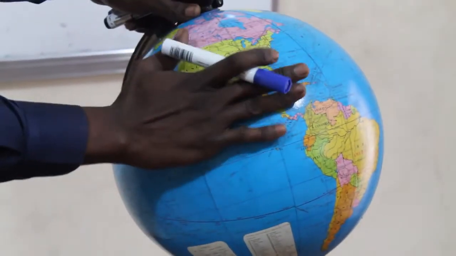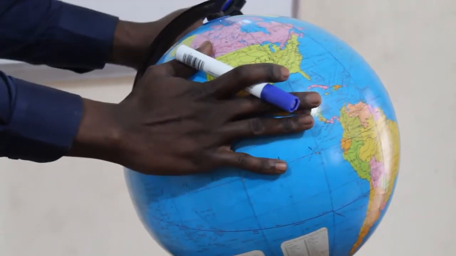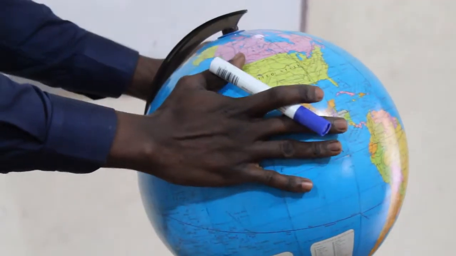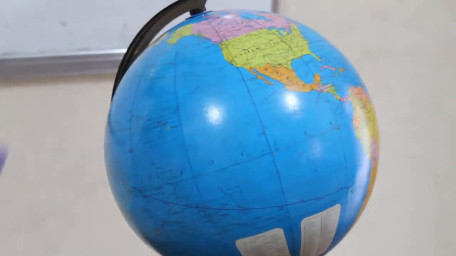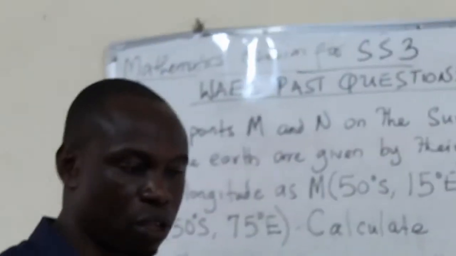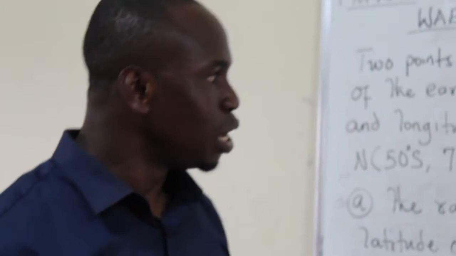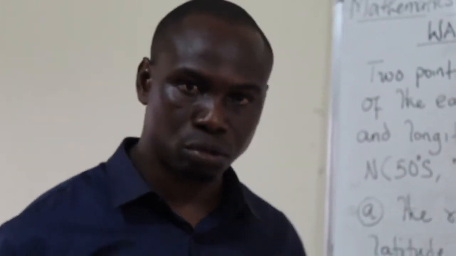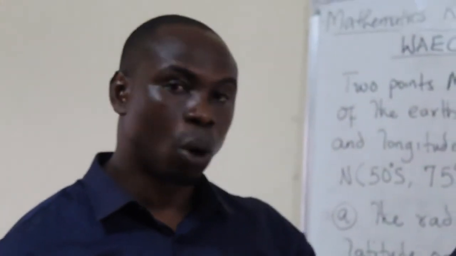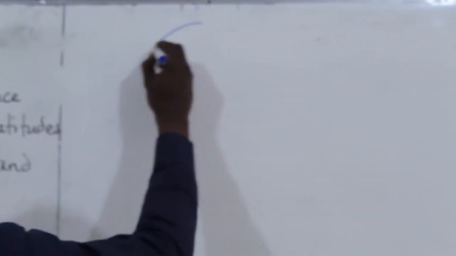So I'm going to draw a representation of this world or this globe on the board to show my point. The first thing you must always do when you are solving latitude and longitude questions, especially when it's a wide question, is to draw your diagram to represent the points that are given. So on the board here, I'm going to do that. I'm going to draw a circle.